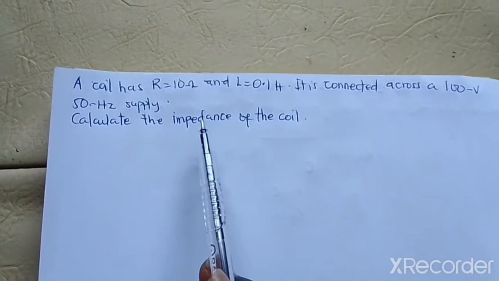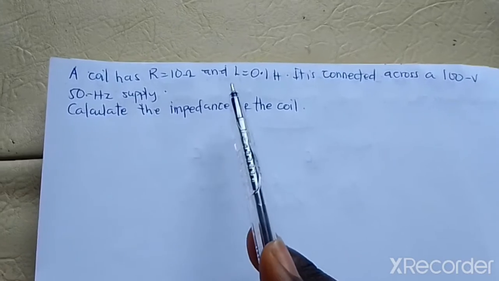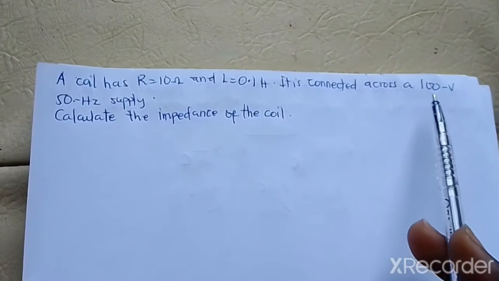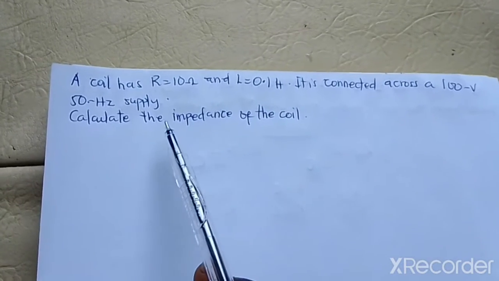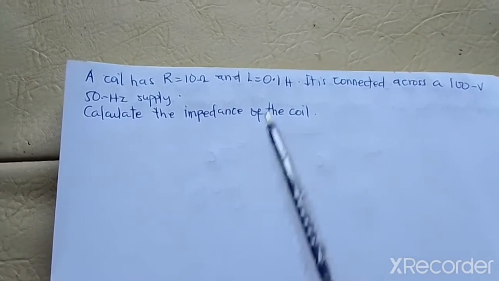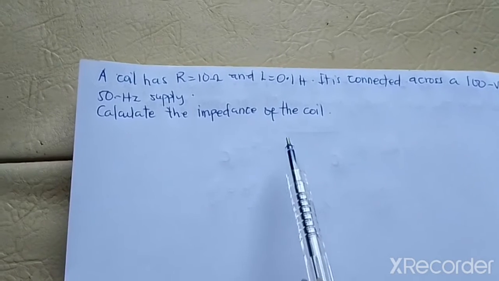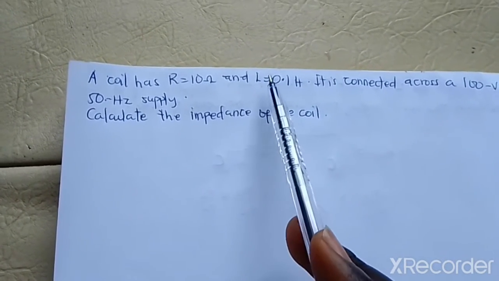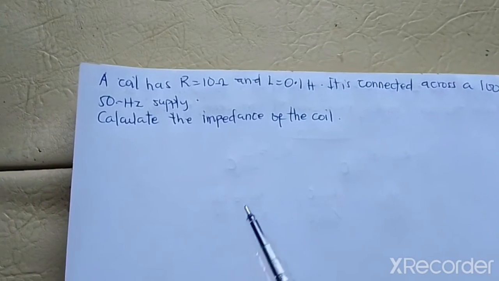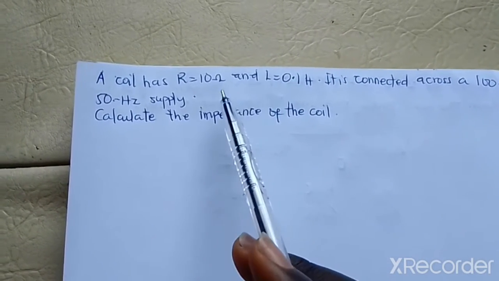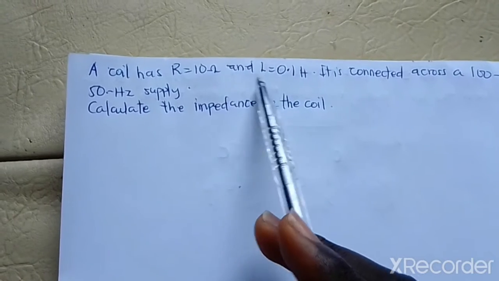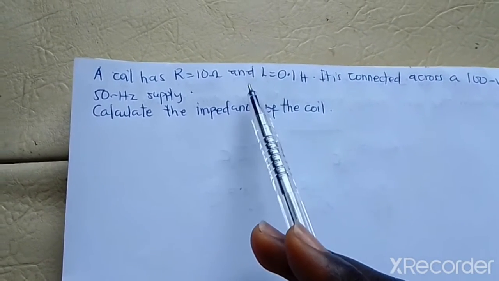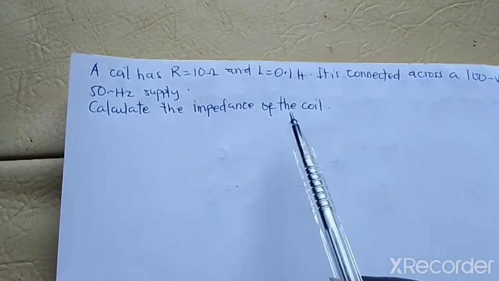A coil has resistance 10 ohm and inductance 0.1 henries connected across a 100 volts 50 Hz supply. Calculate the impedance of the coil. So this coil has both resistance and reactance, and the reactive part is an inductance. First of all, we are to express the two impedances given here in complex form, and after that add them to get the impedance of the coil.